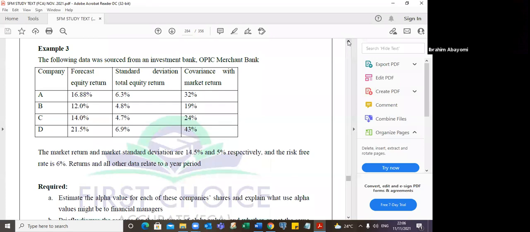So without wasting our time, let us look at example number 3. The following data were sourced from an investment bank, OPIC Merchant Bank. So we have company A, company B, company C, company D. These are the forecast equity returns, these are the standard deviations, and these are the covariances.